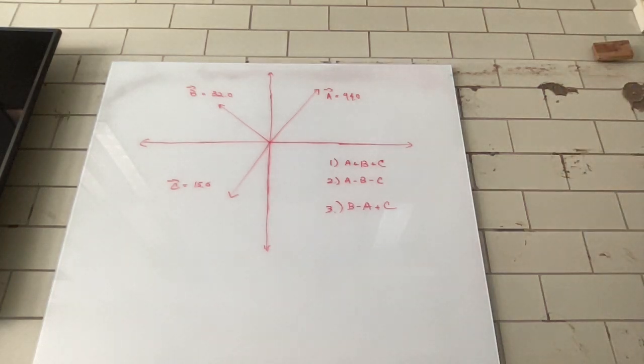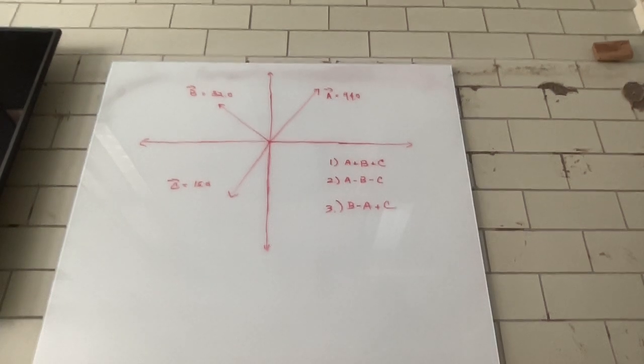So, what do we know about vectors? What is the thing we know about vectors? Vectors have what? How many components? 2. And what are they? No.